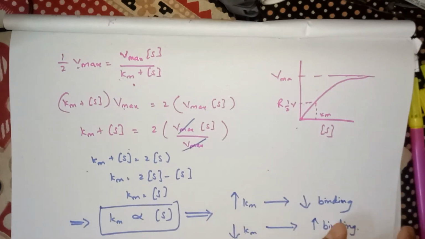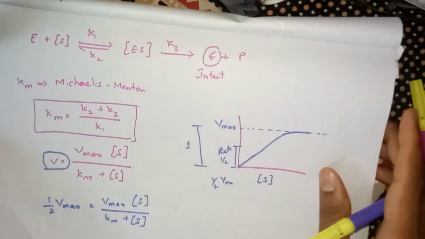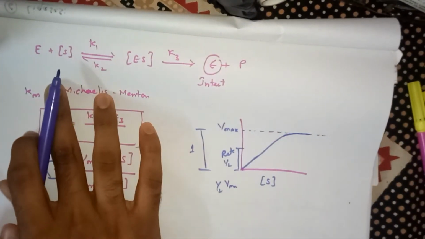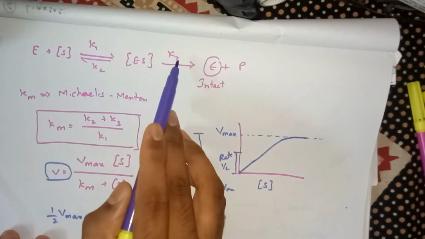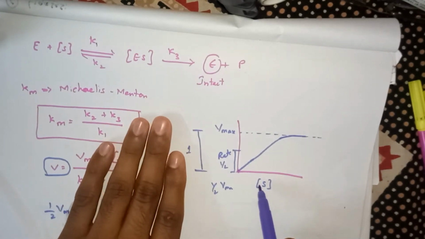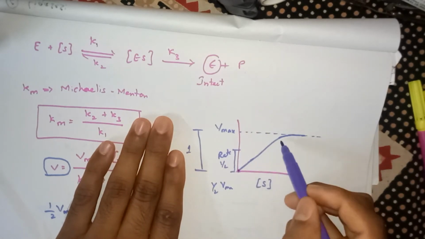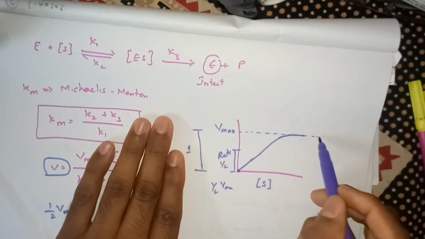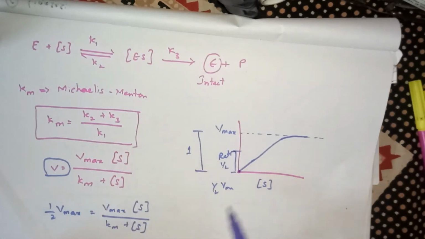This was Michaelis-Menten's constant. Once again, we'll have a recap. Enzyme kinetics: enzyme plus substrate gives enzyme substrate complex and gives the product. This is K1, K2 and K3. You can see the graph. S is the free substrate, and this is the rate of reaction. It increases up to a certain point and becomes steady when substrates are completed. And this one is the half of Vmax.